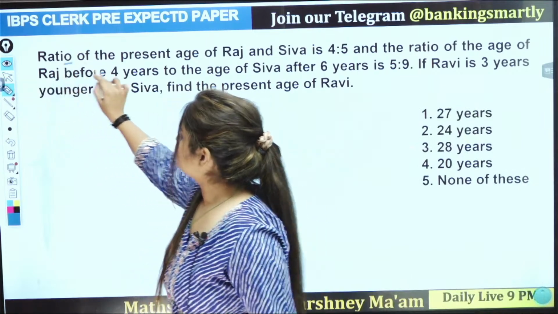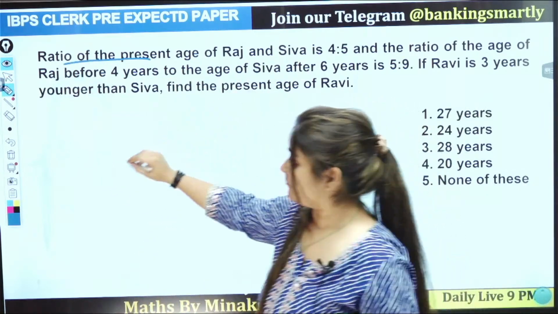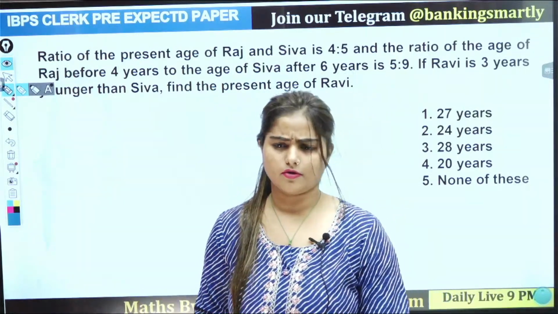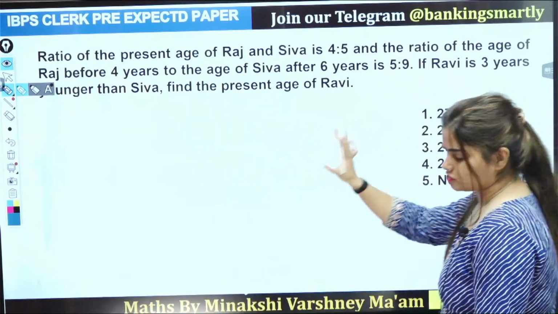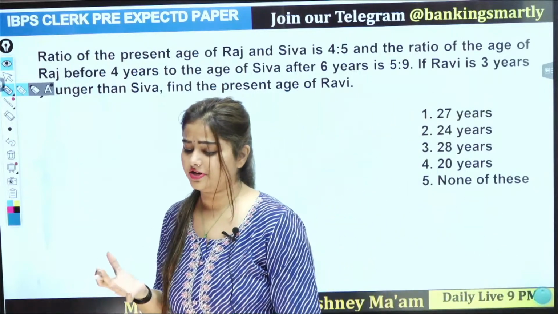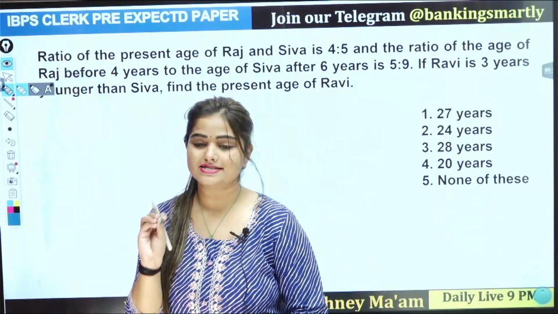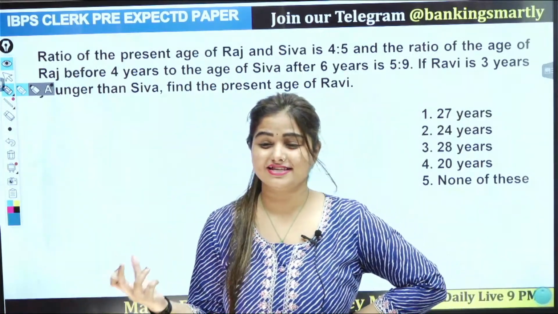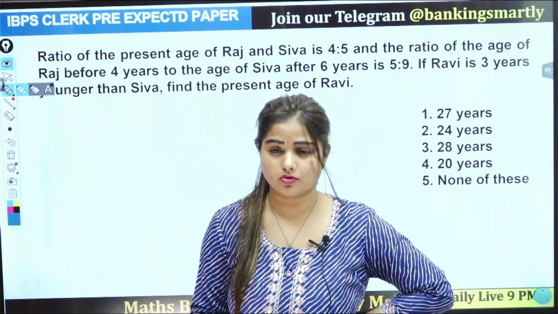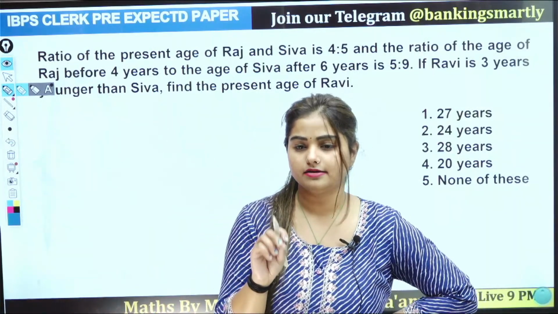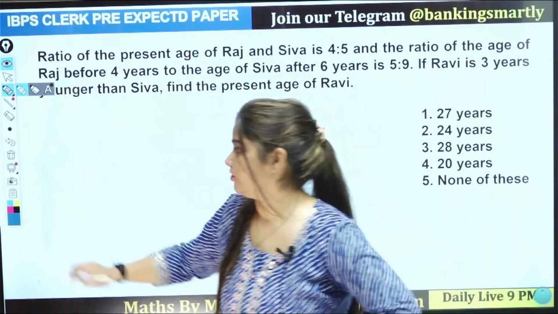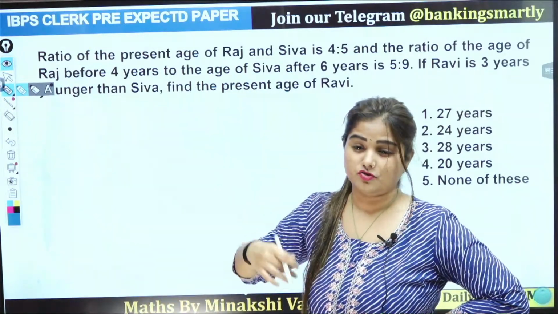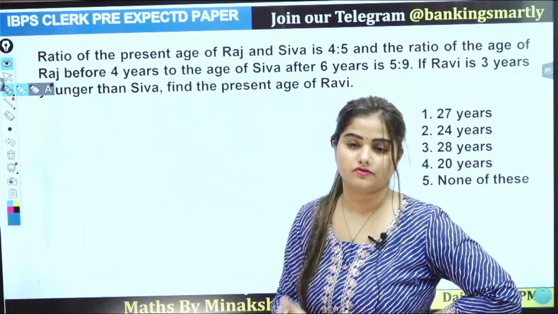Here is the ratio of the present ages of Raj and Shiva. For this question, you have an amazing trick. No need to solve. You can solve, but in the prelims examination you have to apply some tricks also. I'm not saying you can learn these things and mug them up, but you have to use some smart approaches in your examination, because you don't have much time here. You can attempt all the arithmetic within a time.